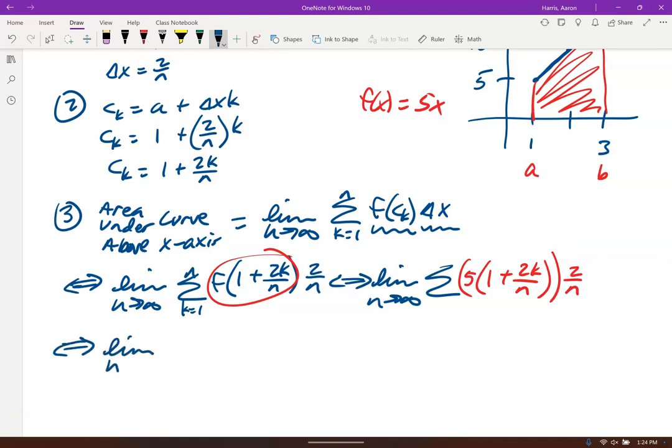All right, let's put the 2 over n in front. So I got 2 over n summation, and then let's take the 5 out in front too. 5 and the 2 over n, so let's make that a 10 over n. And so I just got the 1 plus 2k over n here.